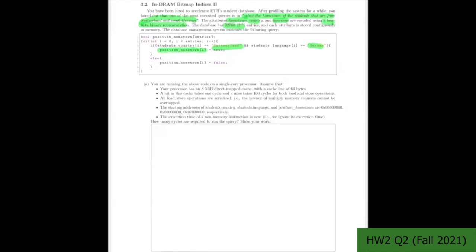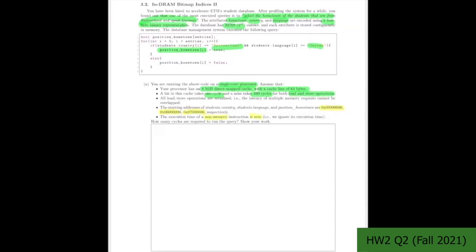In the first part of the question, you're going to run the above code on a single core processor, and there are many assumptions about this processor. It has an 8 megabyte direct-mapped cache with a cache line of 64 bytes. A hit in this cache takes 1 cycle, and a miss takes 100 cycles for both load and store operations. All load and store operations are serialized, and here I have the start addresses of the arrays that store the entries of the database. We have this address here, the other one, and the other one. And the execution time of non-memory instructions is 0.